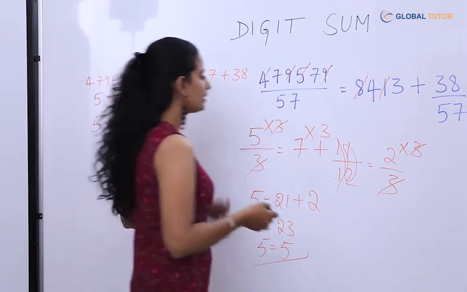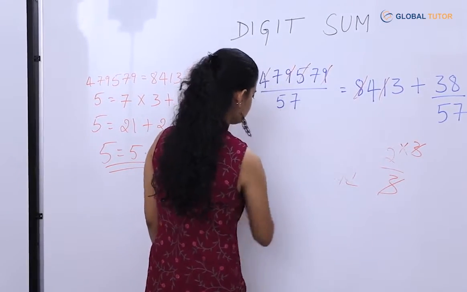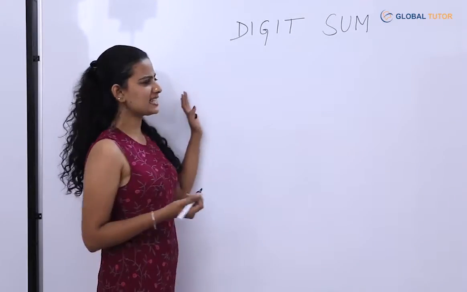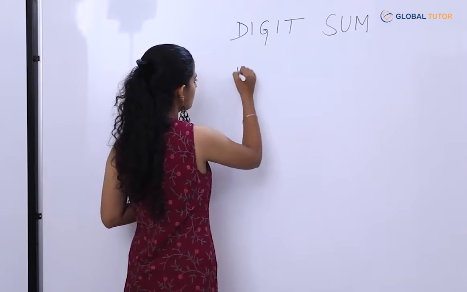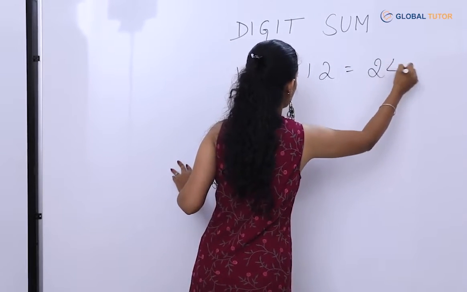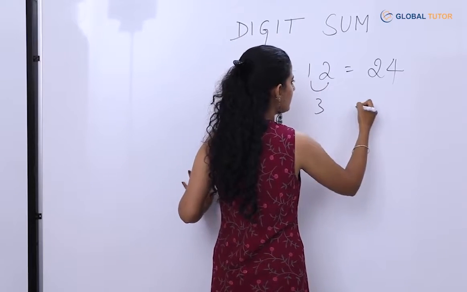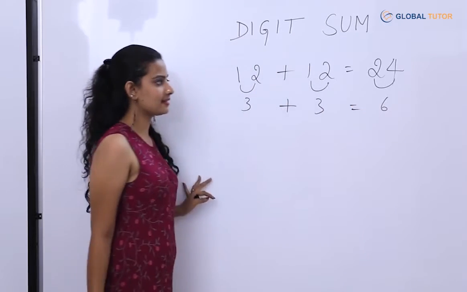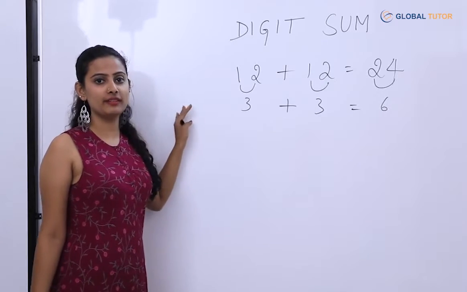Now we have seen division. Let us just do one simple example for addition and subtraction as well. Let's take a simple example to see if digit sum can be applied on addition. So 12 plus 12 is equal to 24. So here 1 plus 2 is 3, 1 plus 2 is 3, 2 plus 4 is 6. So 3 plus 3 is equal to 6. So which means that the digit sum rule can be applied on addition as well.